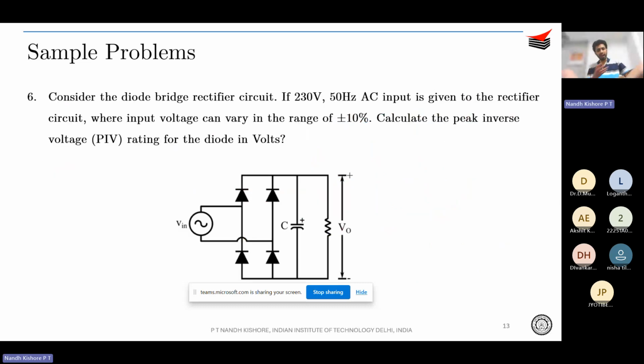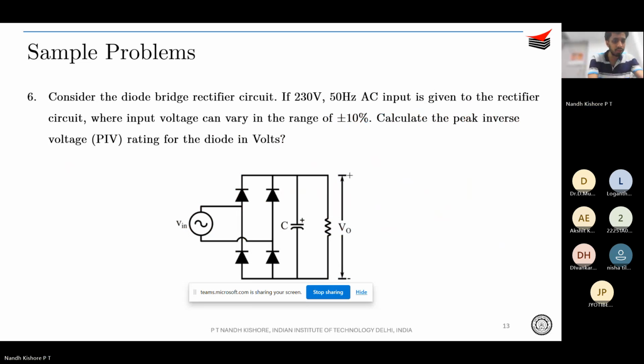Okay, so with this only we have a few problems coming up. Consider the diode bridge rectifier. If 230 volt 50 hertz AC input is given to the rectifier circuit, where input voltage can vary in the range of plus or minus 10 volt, calculate the peak inverse voltage rating for the diode. So how do you think we should calculate? 230 volts is the input voltage.